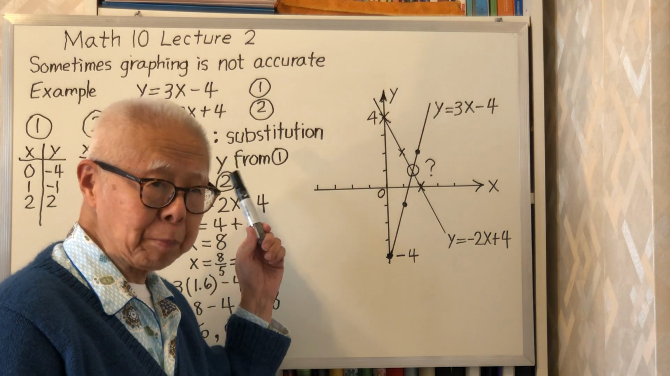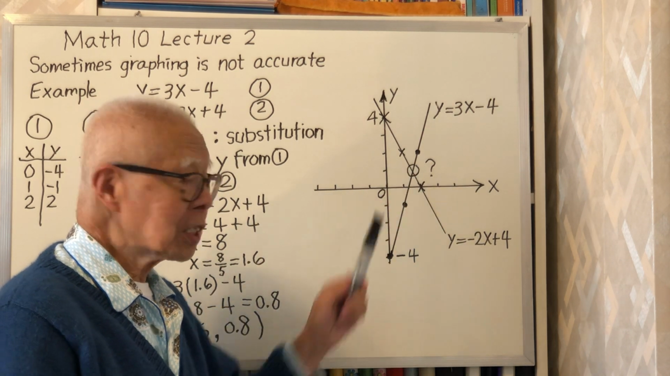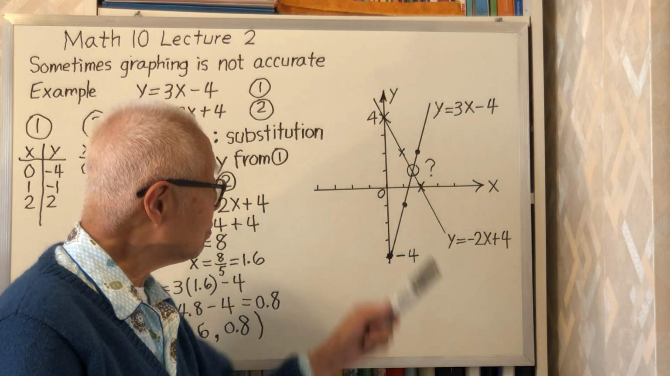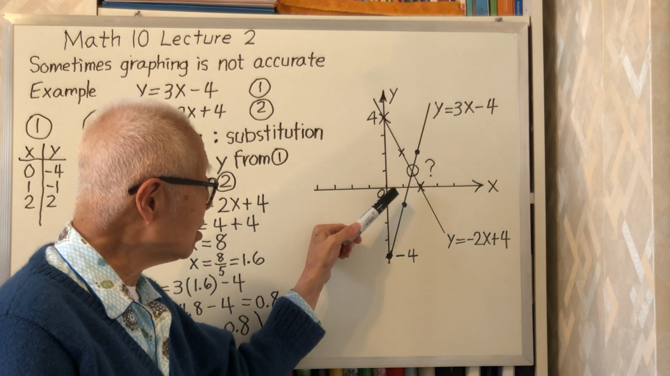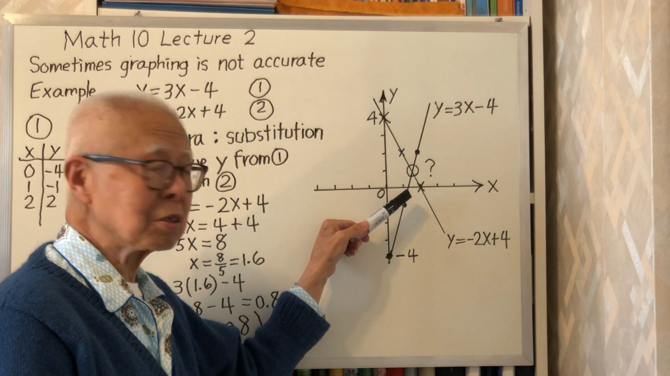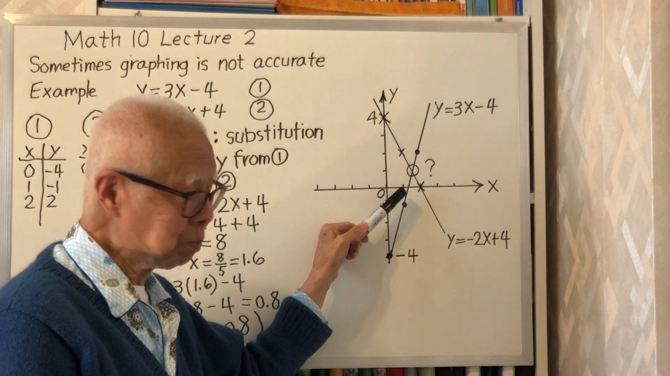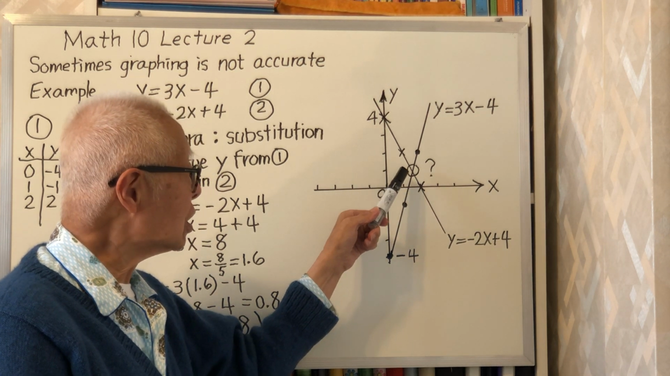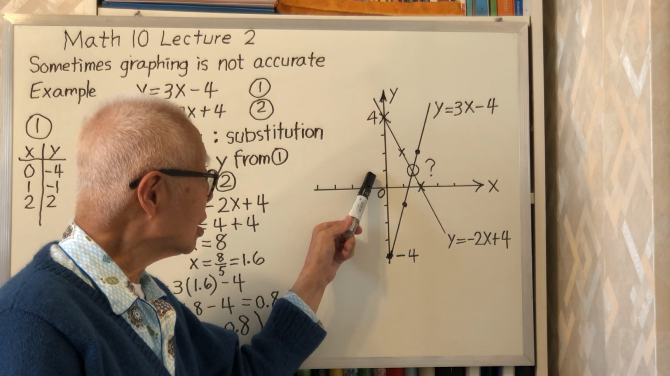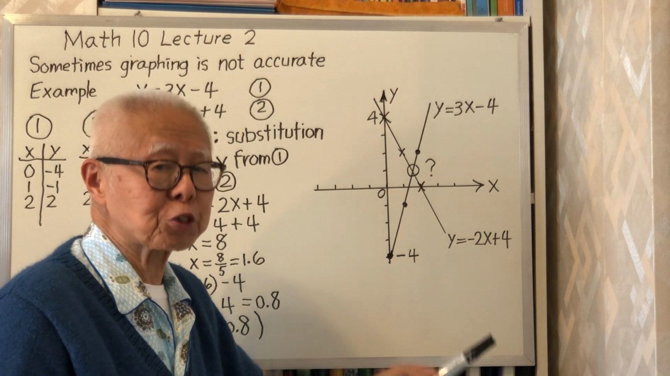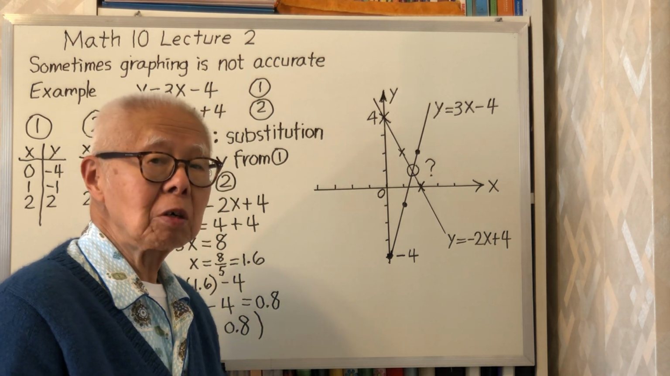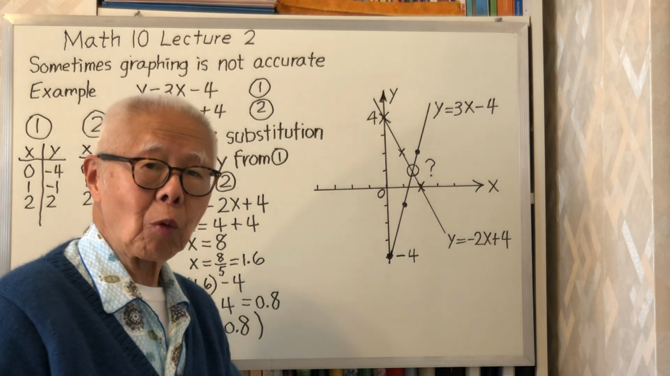But in this example, the point of intersection cannot be read accurately. You see, the x value is something between 1 and 2. I don't know exactly. It looks like 1.5. The y value of this intersection point is about 1, but I'm not sure whether it is 1 or below 1 or above 1. So it's not accurate.